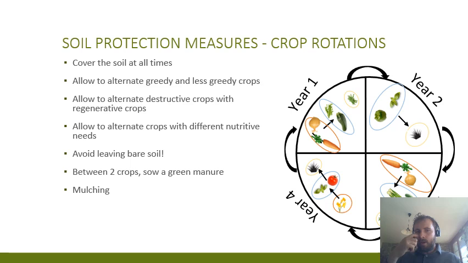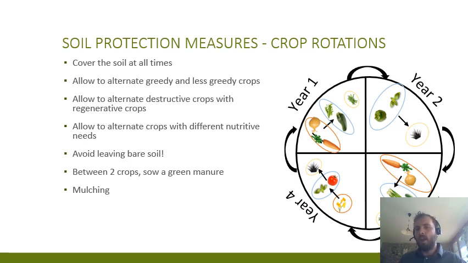Crop rotation. If you make a good rotation, you will be able to cover the soil at all times, which will protect it from the rain and from the air. You can alternate demanding crops with less demanding crops. So if you get a lot of nutrients out with one crop, or if you have a crop that provokes a loss of organic matter, you can the next year bring a crop that will be less demanding in nutrients, or that will be less harmful for the organic matter of the soil. So yes, you can alternate destructive crops with regenerative crops.